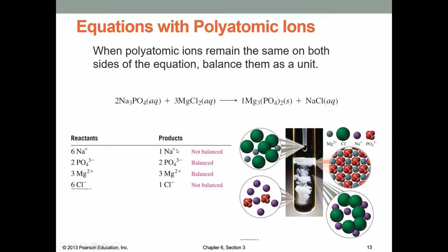And then you can do the same for the products. We have 1 sodium, 2 PO4s, 3 Mgs, and only 1 Cl. So technically, our phosphates and our magnesiums are balanced, but our sodiums and our chlorides are not. So we really need to change what we're doing here. If we're looking at this reaction, how do we change these so the amount of sodiums and the amount of chlorides will balance?